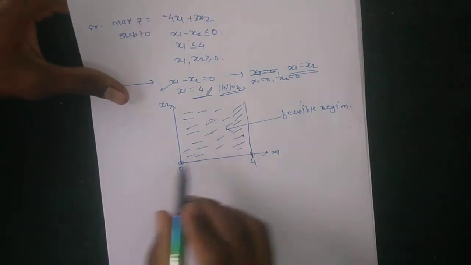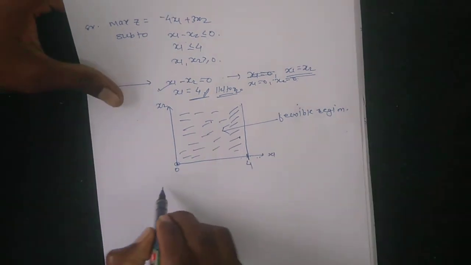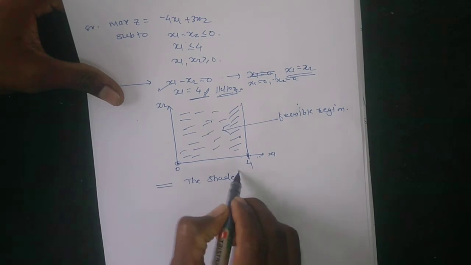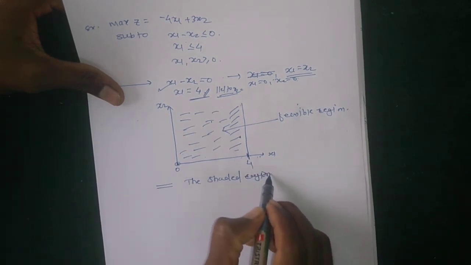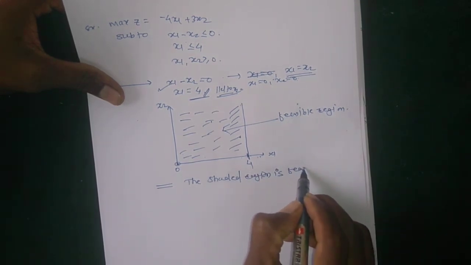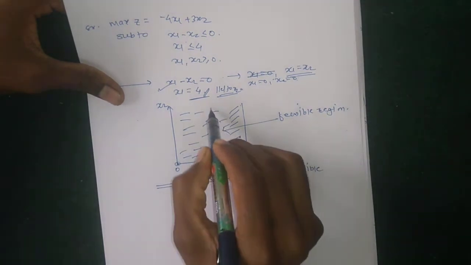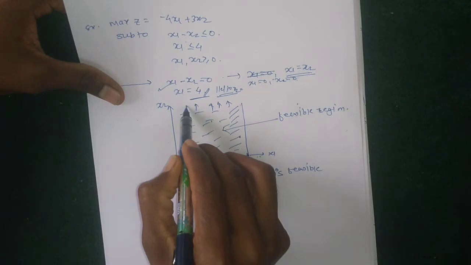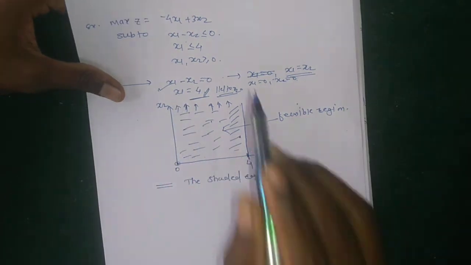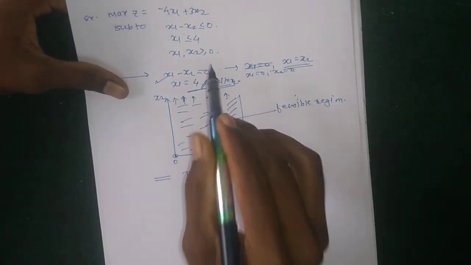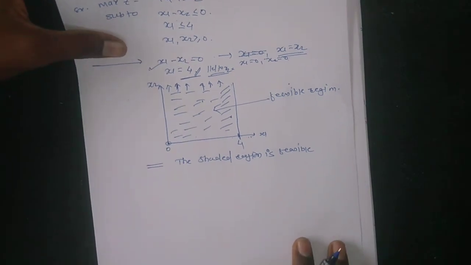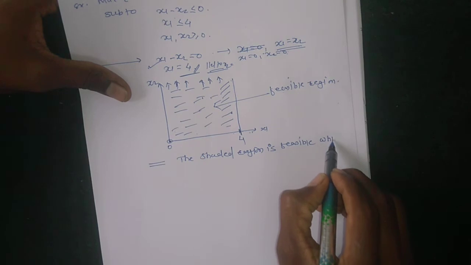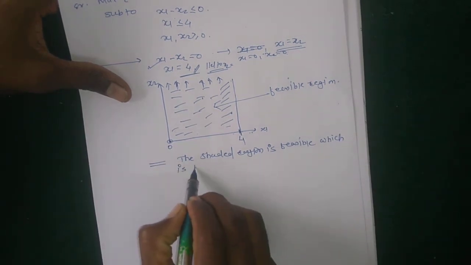Therefore the shaded region is the feasible region and this is unbounded. When this line is extended, this region is very large. Therefore the shaded region is the feasible region, which is an unbounded region.